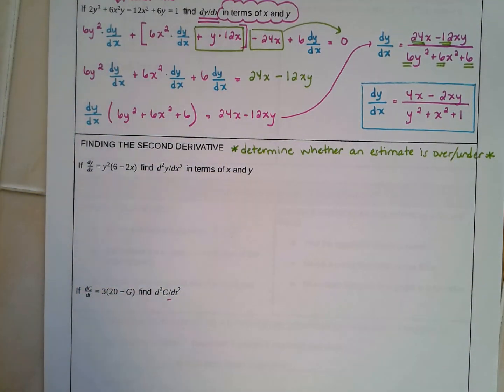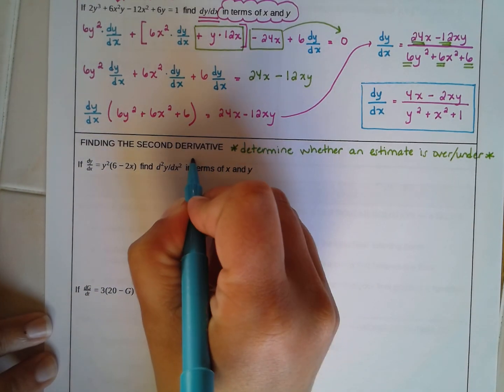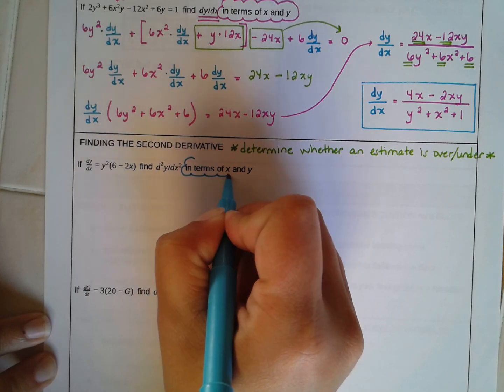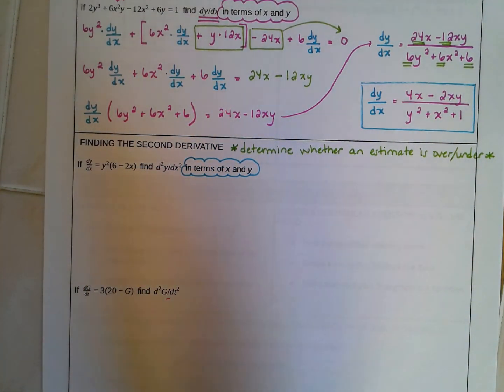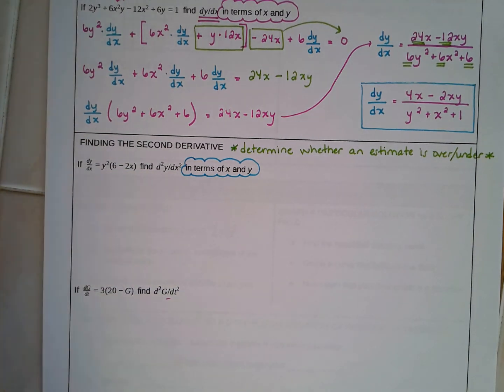Now this is really important here, this in terms of x and y part. And the reason that this is really important is because, again, we want our final answer to have d squared y over dx squared equal to something that has only x's and y's in it.